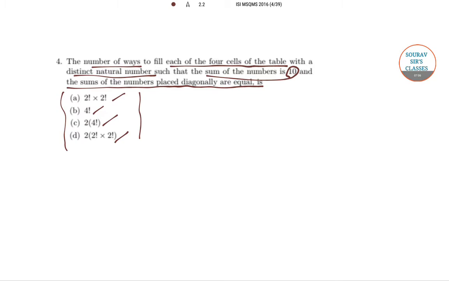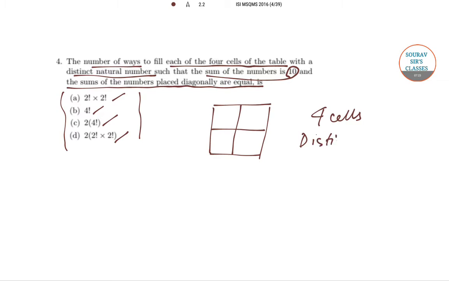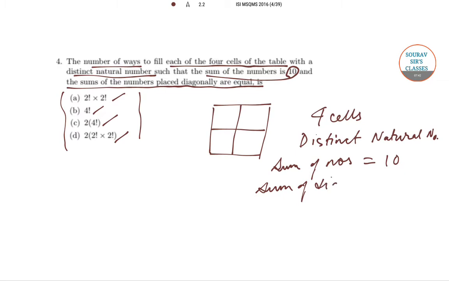So it has been said that there is a table which has 4 cells. There are 4 cells here, and each of the cells is filled with a distinct natural number, and the sum of the numbers is equal to 10, and the sum of the diagonal numbers are equal.